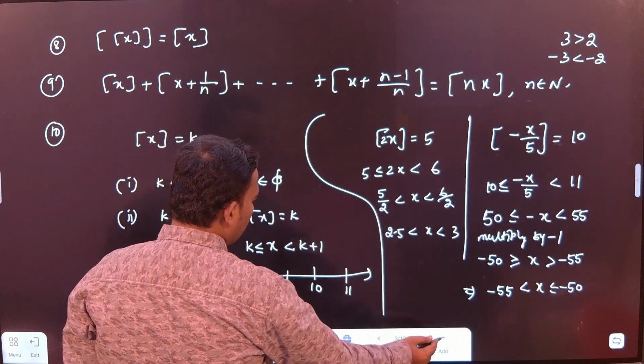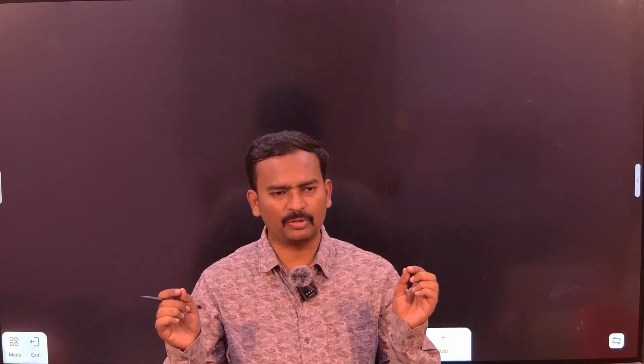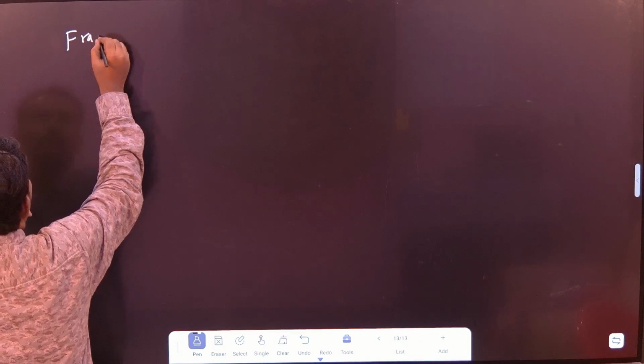Before that, I will add another page. I hope everyone understood the greatest integer function. The greatest integer function is a function from real numbers to integers. We need to find the greatest integer less than or equal to that number, right? Okay, so we'll do more problems. First, we'll understand the fractional part function, and then the relation between the greatest integer function and the fractional part function. Let's understand the fractional part function.